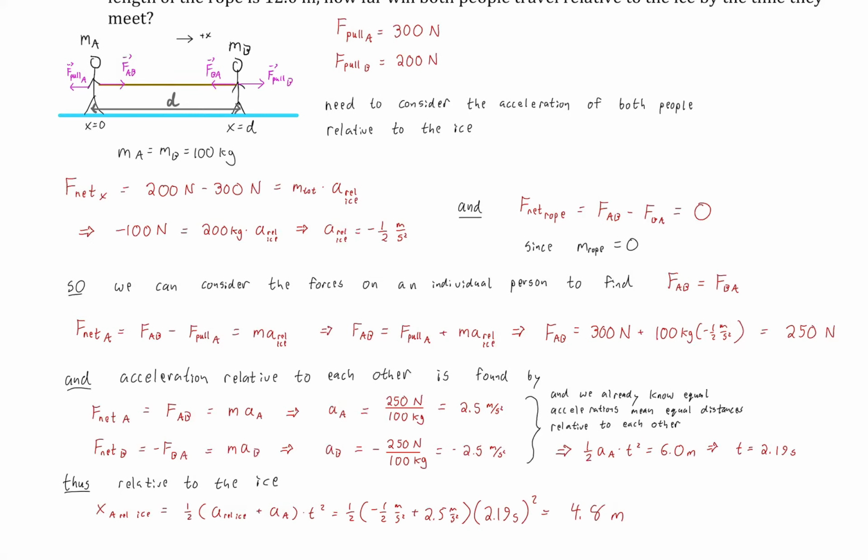Well, the acceleration of A relative to the ice is the same as the system's acceleration relative to the ice plus the person's acceleration relative to the system. So this is just a relative acceleration equation, right? But I'm just putting it in this intermediate step. And so we know the values.